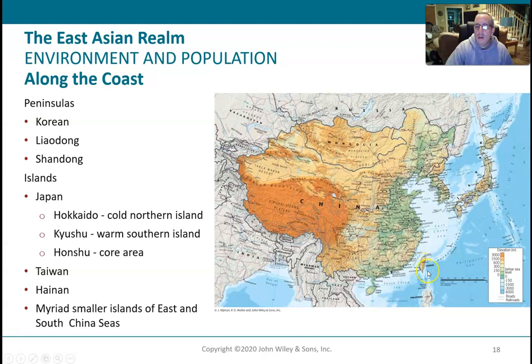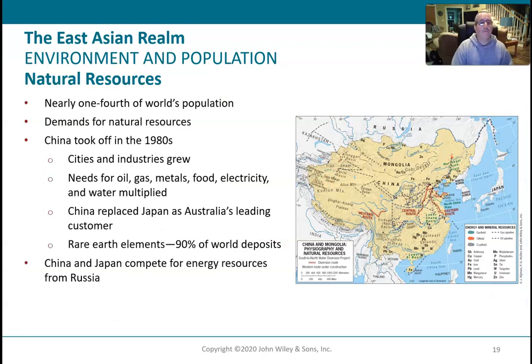You've got Taiwan down here. Again, that's the island that we've spoken about already that China claims is part of them. We're going to talk more in just a minute about why it is the way it is as far as China claiming it and the Chinese people that live there.